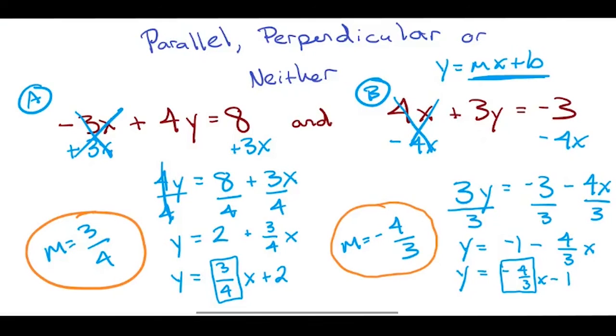So one is positive, right? One is positive and the other is negative, so they are opposite. And they are the flipped version of one another, right? So that means that they are perpendicular. So you'd say that these two lines are perpendicular.